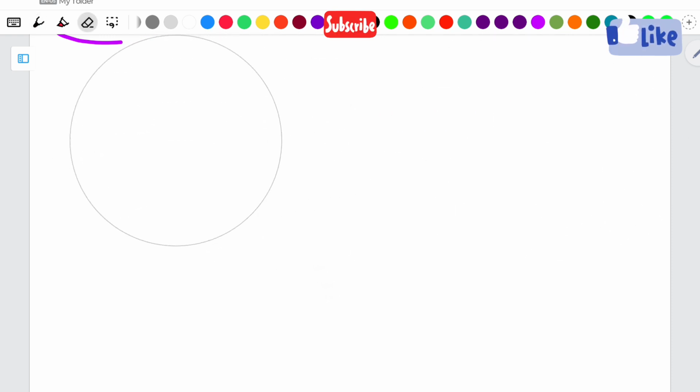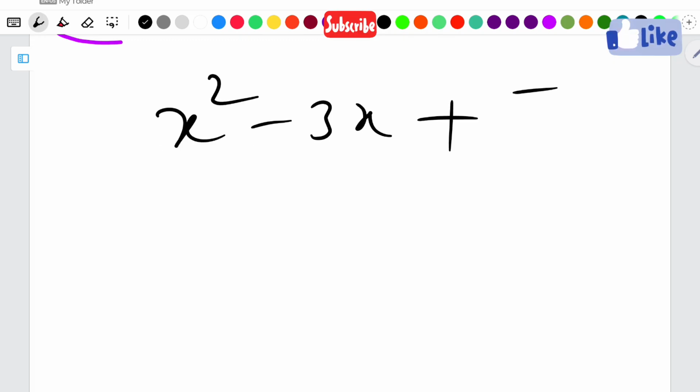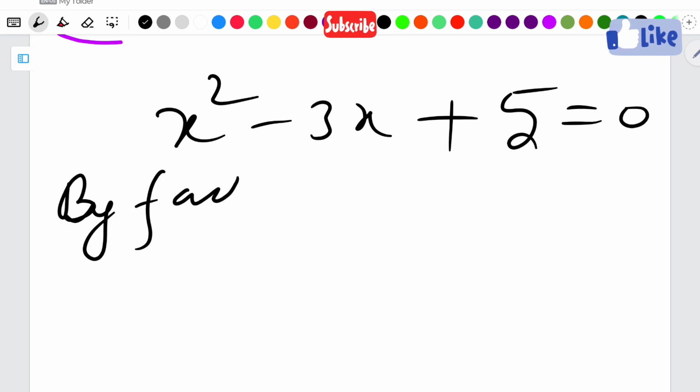Okay, for example, there is a question. Let us consider x square minus 3x plus 5. So let us consider this is a quadratic equation. Now you need to find out the zeros of this quadratic equation by factorization method.